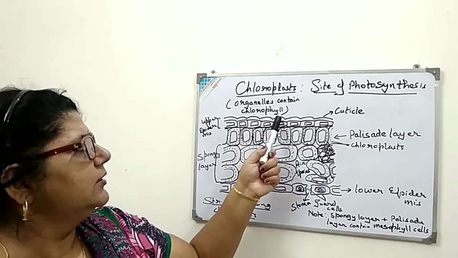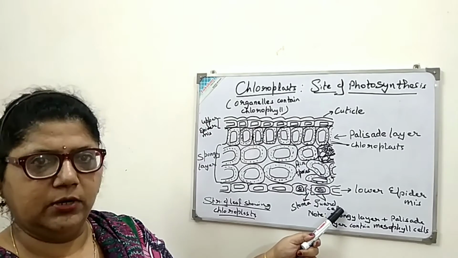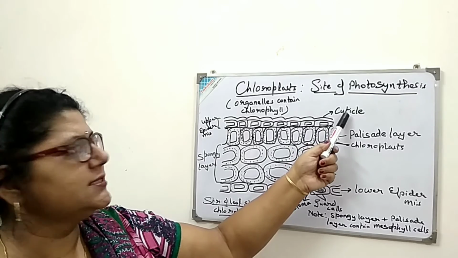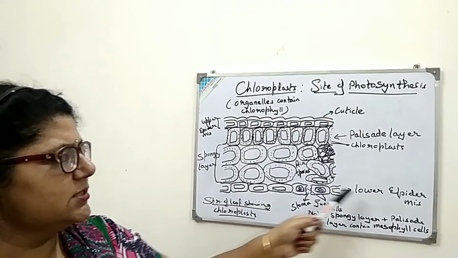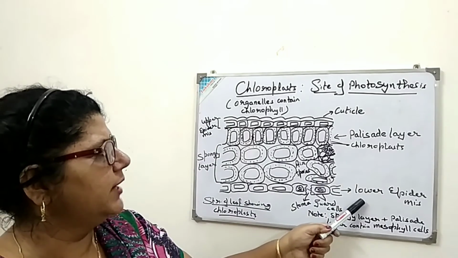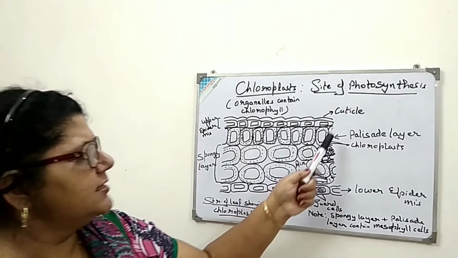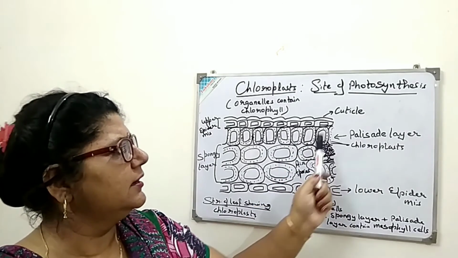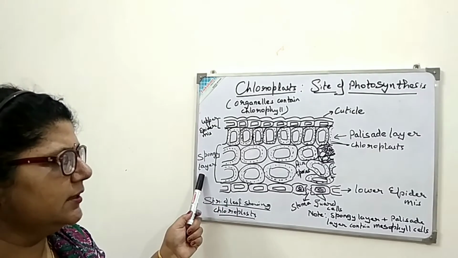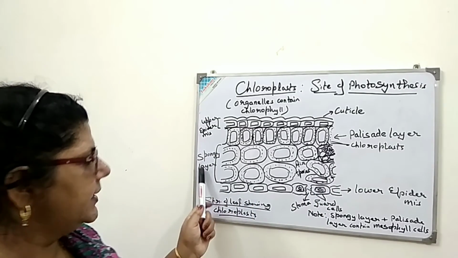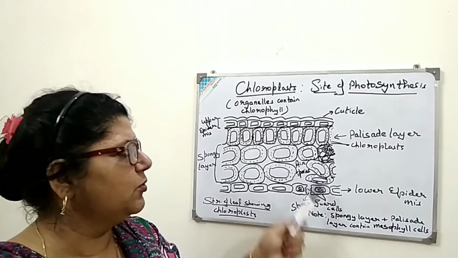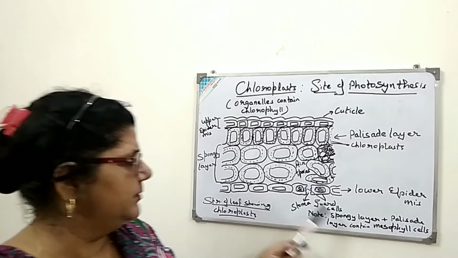Structure is having one upper layer, one lower layer. This leaf is showing the upper and lower layer, and upper layer is having cuticle, and the lower layer is called the lower epidermis. Now this is upper epidermis, this is lower epidermis. In between there are different cells. The next layer is palisade layer, which is having the chloroplast, and then next layer is spongy layer, and this palisade layer and spongy layer together is called the mesophyll cells. These both cells are called the mesophyll cells.